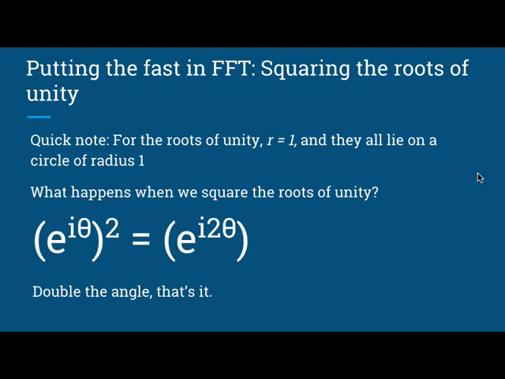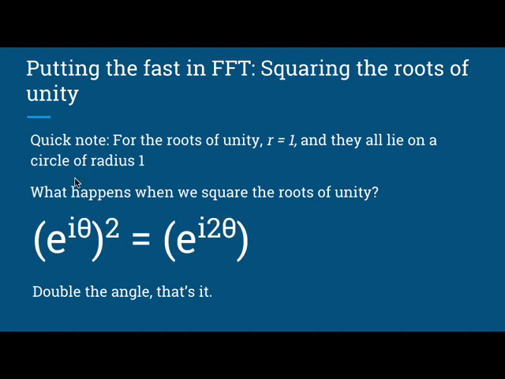So we're building up to FFT, bit by bit. Quick note, for the roots of unity, R is 1. Remember our representation, R e to the power i theta. So R is 1 for the roots of unity, their radius is always 1, and they all lie on a circle of radius 1. That's basically what this means.